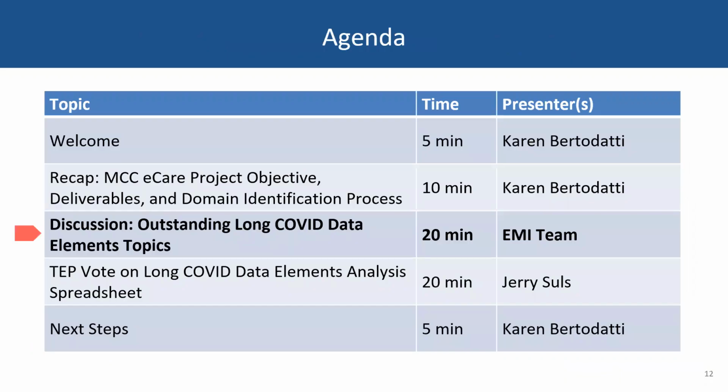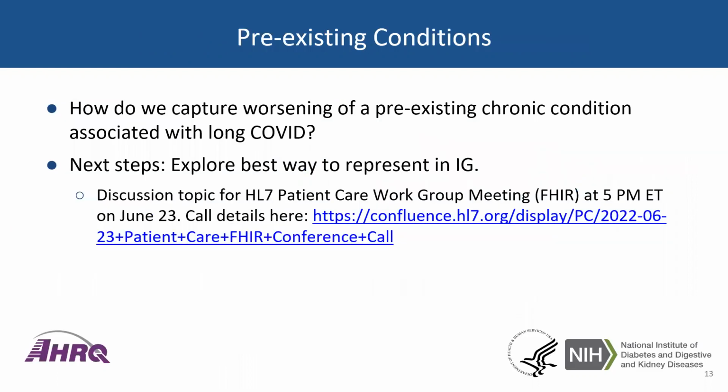Hearing none, I will move over to the next agenda item, which is to discuss 3 topics that are still outstanding after initial review of the spreadsheet, which we shared out at the end of May. So the first one is around pre-existing conditions. I was going to put Hector on the spot, but a question came up from one of the TEP members on how do we capture worsening of a pre-existing condition, a chronic condition that is associated with long COVID.